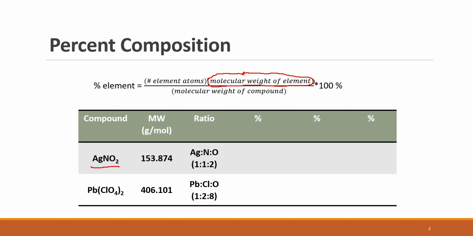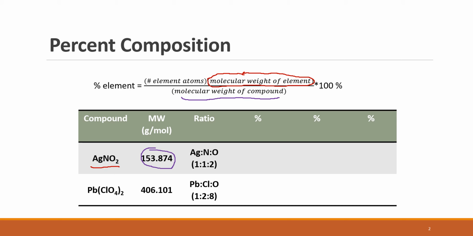Now, how are we going to do this? Well, first of all, you can see that we need the molecular weight of the compound as a whole, which they have given to us, and that is 153.874 grams per mole. Notice that is present in the denominator of the equation, so it's going to go on the bottom of that fraction.